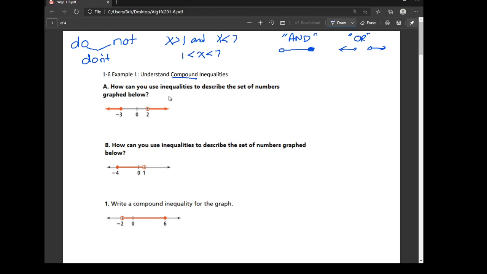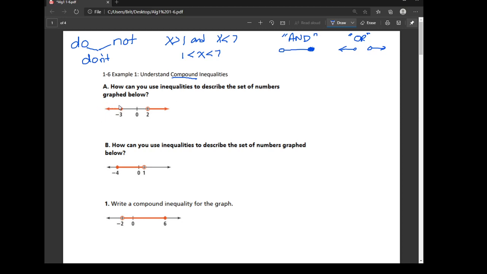So example A here is an or situation. You see how neither of these graphs overlaps? So if they were asking me specifically about a solution that works for both of these inequalities in an and situation, you'd say there's no answer because it doesn't overlap. So this one will be an or inequality.